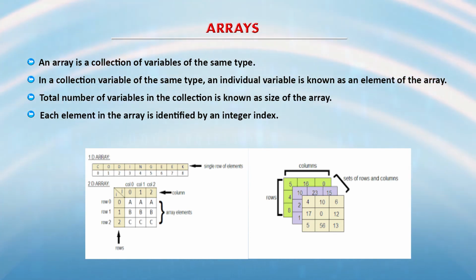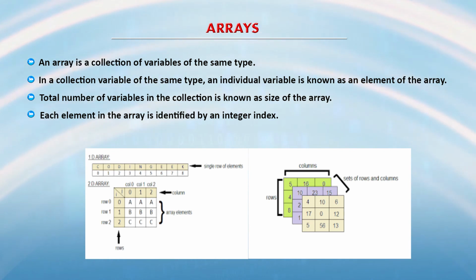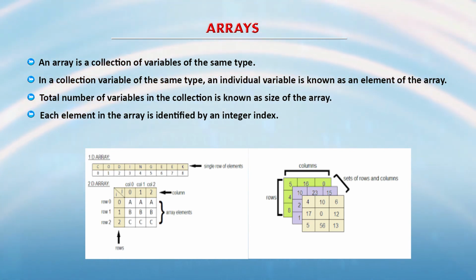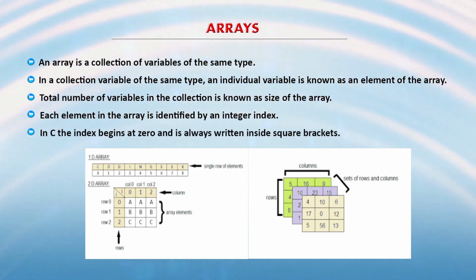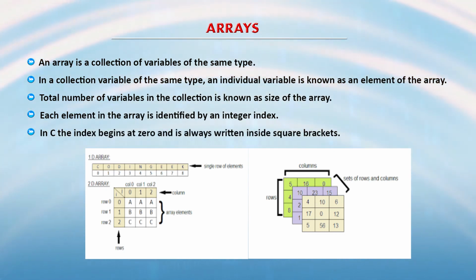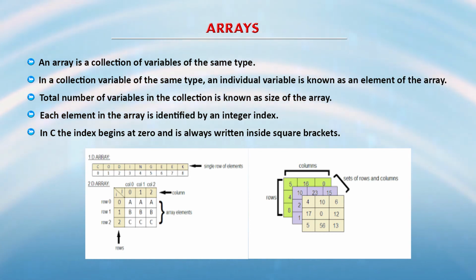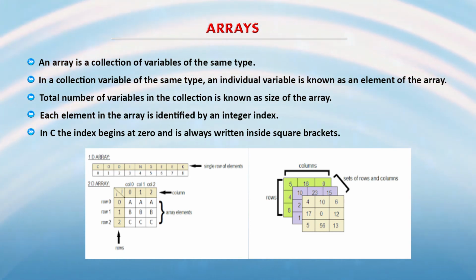So a1 is an individual variable, and it has an index. In C, the index begins with 0. That means the first variable will be written by a within the square brackets, 0.